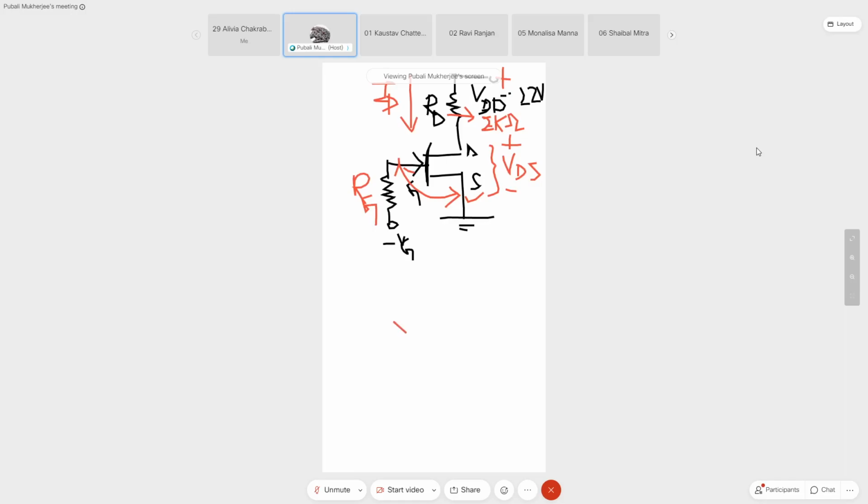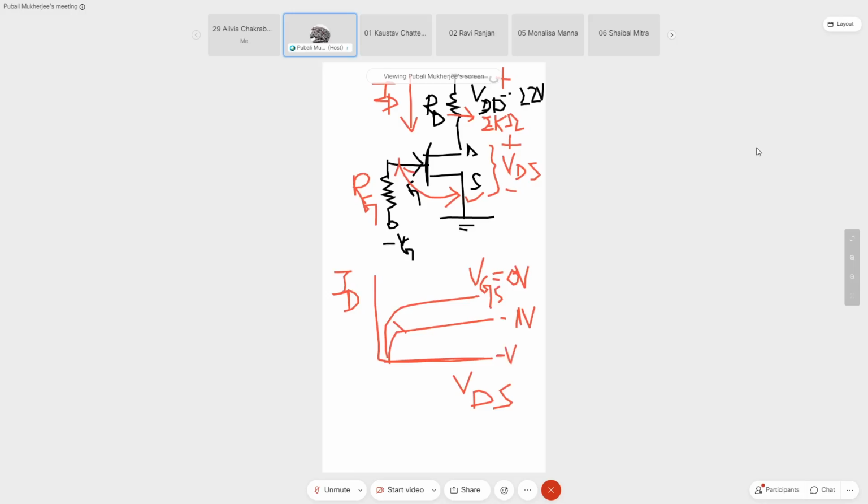It looks like this. So it will be VDS in volts, ID in milliampere for fixed values of VGS. If you remember, the first graph will be for VGS equal to 0 volt, then VGS equal to minus 1 volt, and so on till VGS is equal to the pinch off voltage. If you remember the parameters, minus Vp, pinch off voltage.